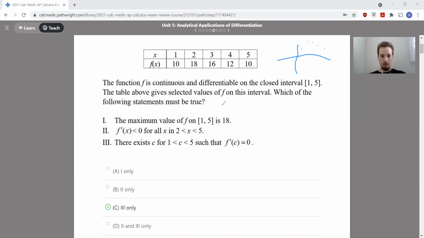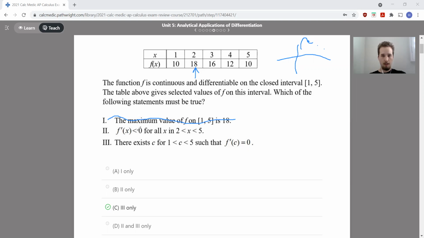So first statement, the maximum value of f on [1, 5] is 18. Well, of the listed values, we do see that 18 is the highest, right? Which would be, let's just say our value's up here. But what could happen is it could go like this and then come back down. So we don't know that this maximum value is 18. So this is not something we know to be true.